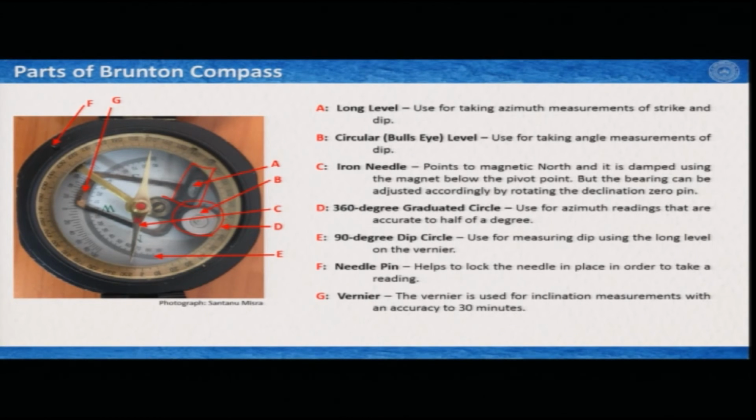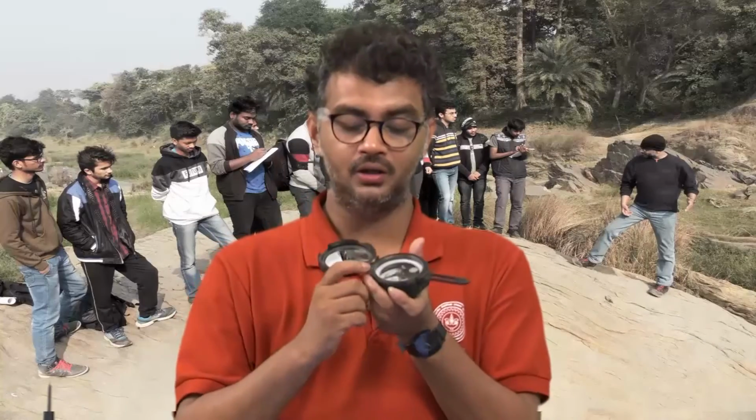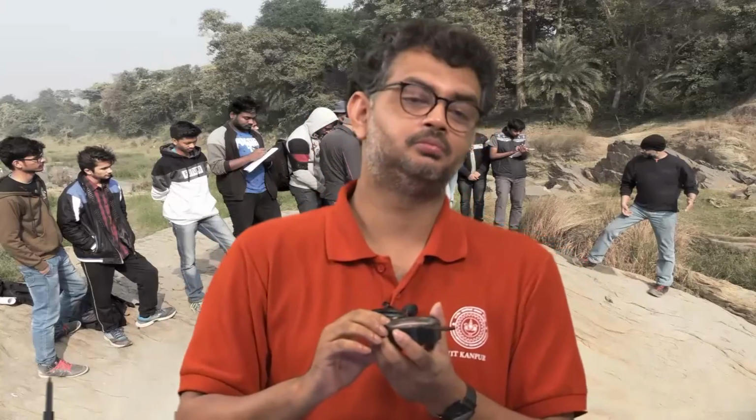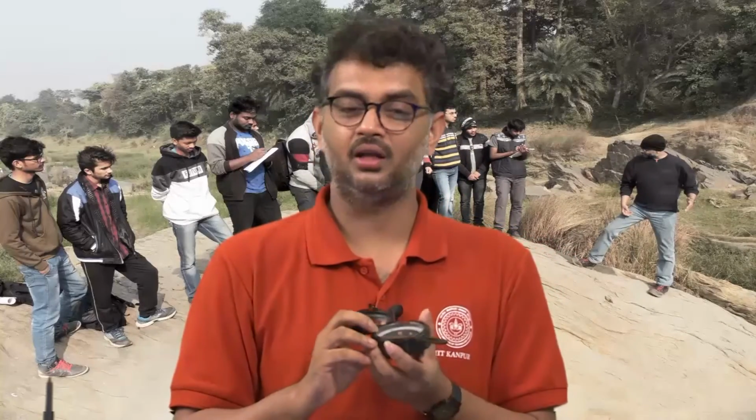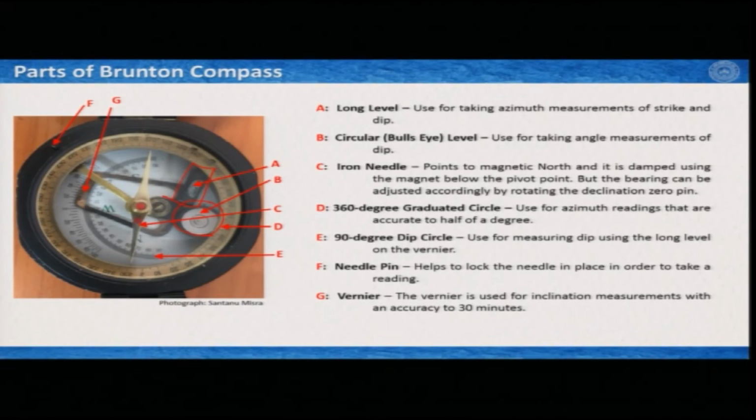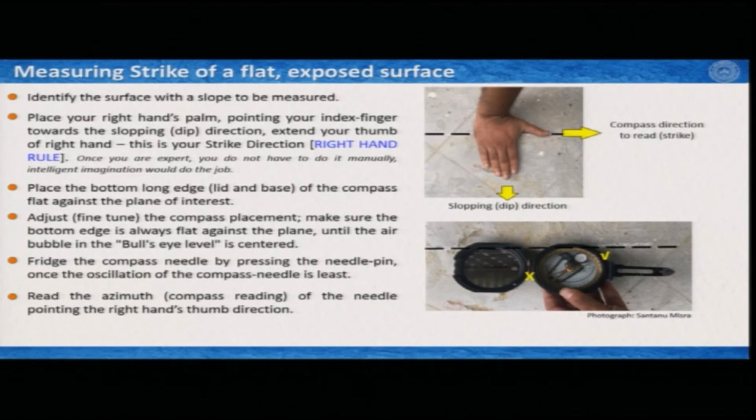There are some other features. When you keep it horizontal, this needle generally swings, so to make quick measurements, you have a little pin here. With this pin, you can freeze this needle when it oscillates. There are some different ways of measuring dip, strike, trend and plunge in the field, but the principles are always the same.